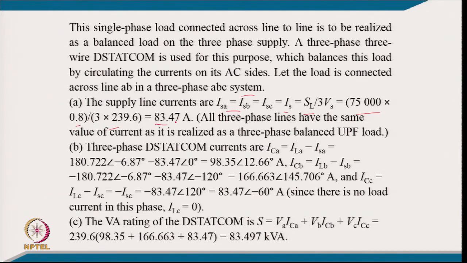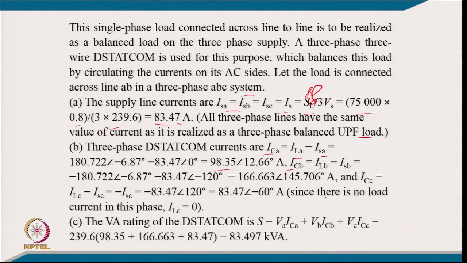So, that comes 83.47 ampere. All three lines have the same value of current and it is realized as a 3 phase balanced unity power factor load, and the STATCOM current ICA will be ILA minus ISA, and keeping the value it comes 98.35 ampere at the angle of 12.66 degree.